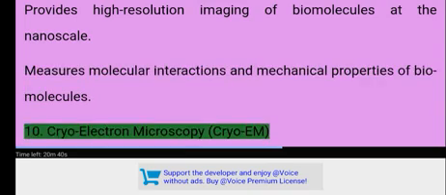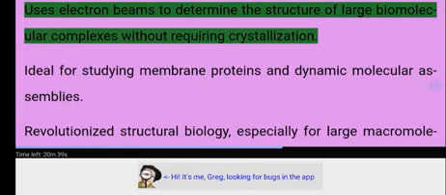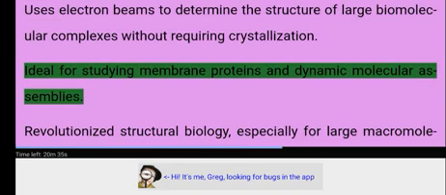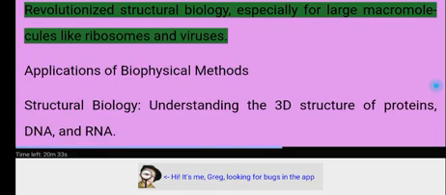10. Cryo-electron microscopy (cryo-EM). Uses electron beams to determine the structure of large biomolecular complexes without requiring crystallization. Ideal for studying membrane proteins and dynamic molecular assemblies. Revolutionized structural biology, especially for large macromolecules like ribosomes and viruses.